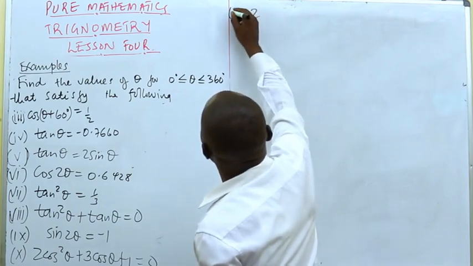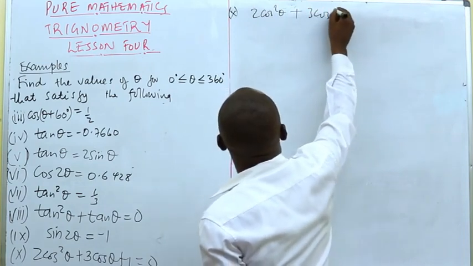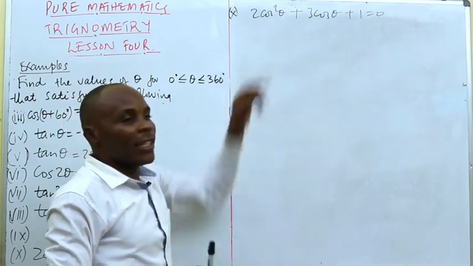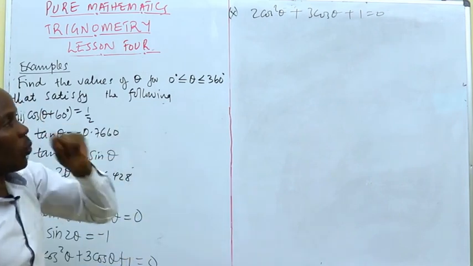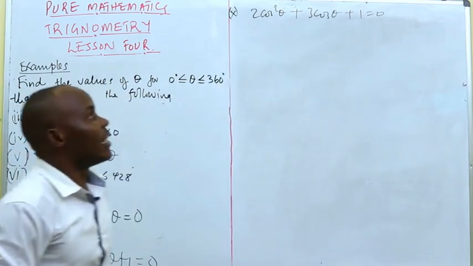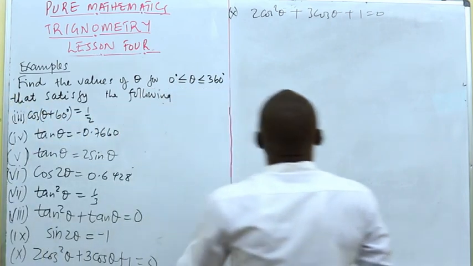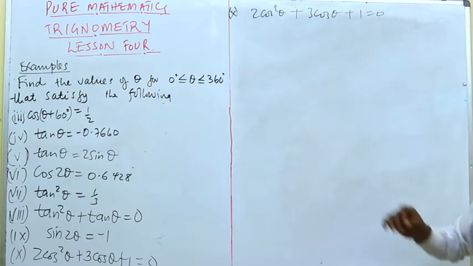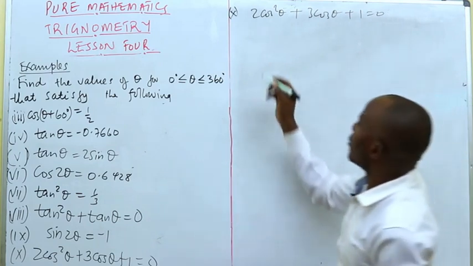This is Roman 10, 2 cos squared theta plus 3 cos theta plus 1 is equal to 0. I've just said when you find something like this, just know it is something like cos of theta but everything squared. So you can easily see that that is a quadratic equation, but in a trig form. If it is a quadratic equation in trig form, the way to go is very simple. Just consider it as a quadratic equation and solve it.